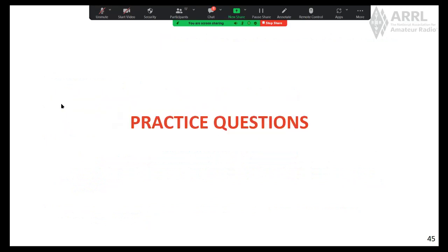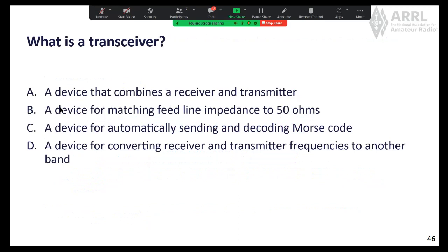Practice questions. What is a transceiver? A device that combines a receiver and a transmitter. A.